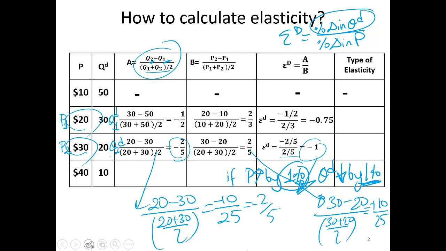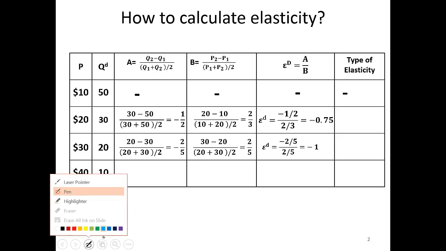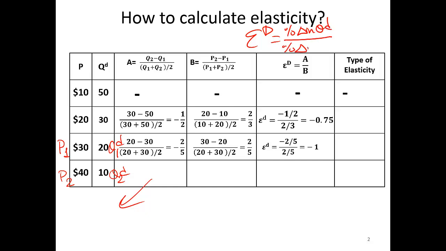So let's take a look at the case where I am further increasing the price of haircuts to $40. Just like in previous cases, we're calculating price elasticity of demand when you increase price from $30 to $40. So I'm going to tag the initial values, price 1, Q1D, and final values, price 2, final quantity demanded. Same routine: price elasticity of demand is percent change in quantity demanded divided by percentage change in price.